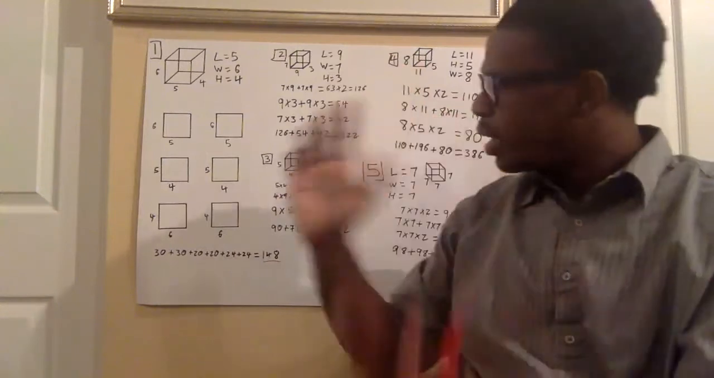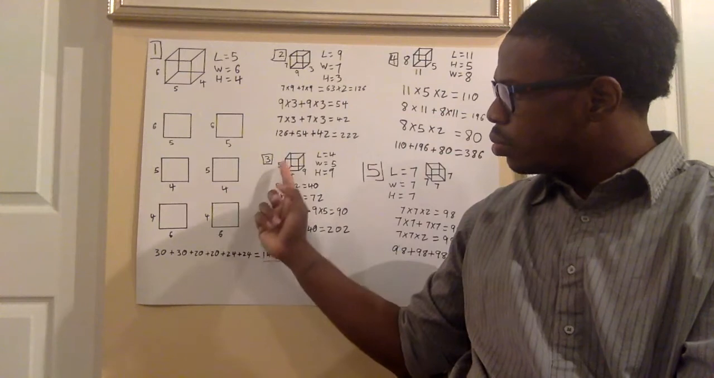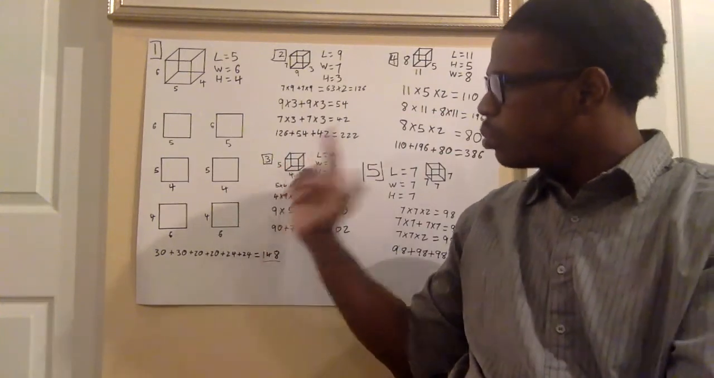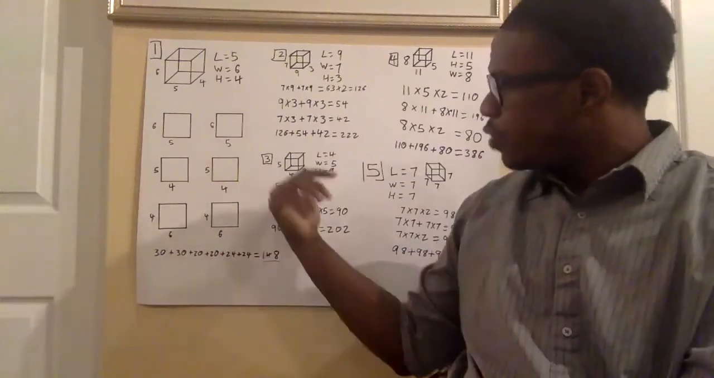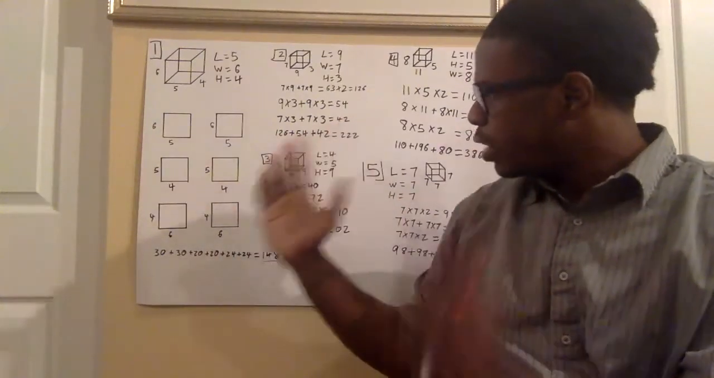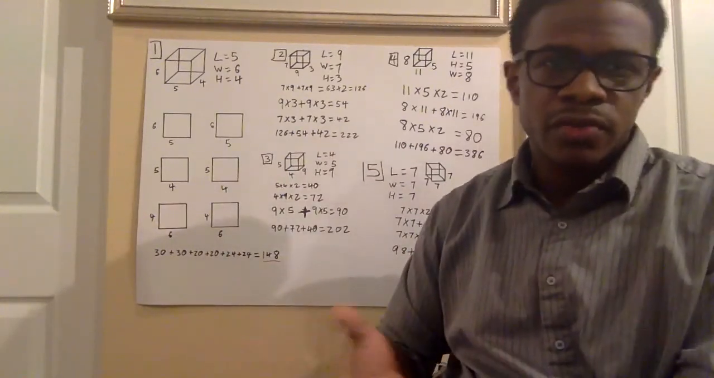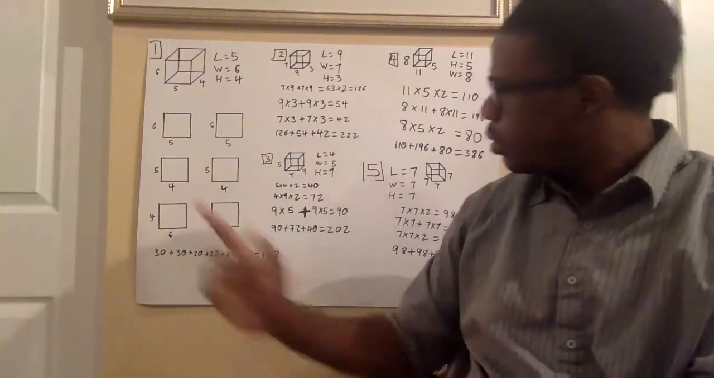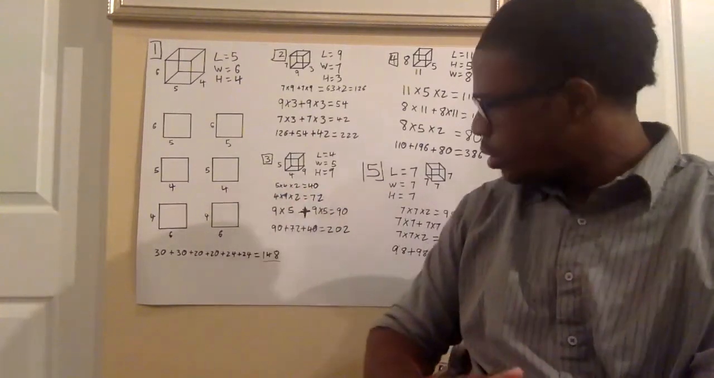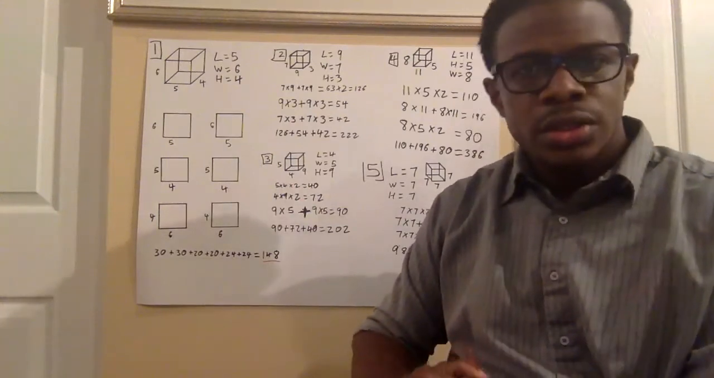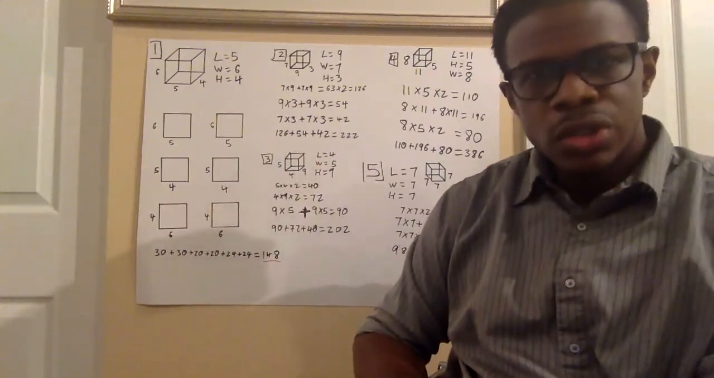If we do the front and the back, that's going to be 5 times 4, which is 20, and 20 plus 20 is 40, or 5 times 4 times 2. It's going to give us 40, and then left and right is going to be 9 times 5, which is 45. 45 plus 45, or 45 times 2, is 90. So we need to add 40 plus 72 plus 90. That's going to give us 202. So the surface area for this shape is 202.